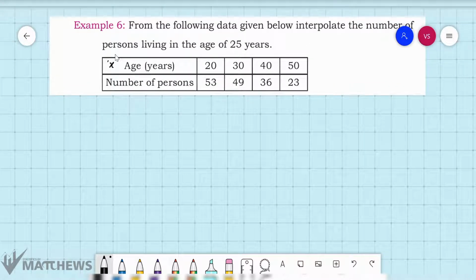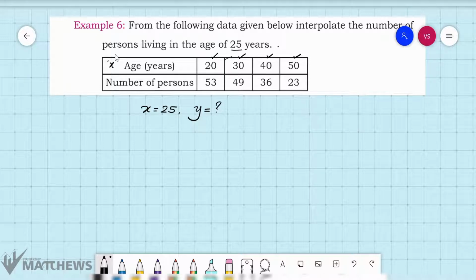Now, x values are 20, 30, 40 and 50. They all have a common difference. In other words, they follow arithmetic progression. One of the values is 25. It is between 20 and 30, which is not mentioned here. For the value of x which is 25, they are asking us to find out what can be the value of y. This is what we need to know.